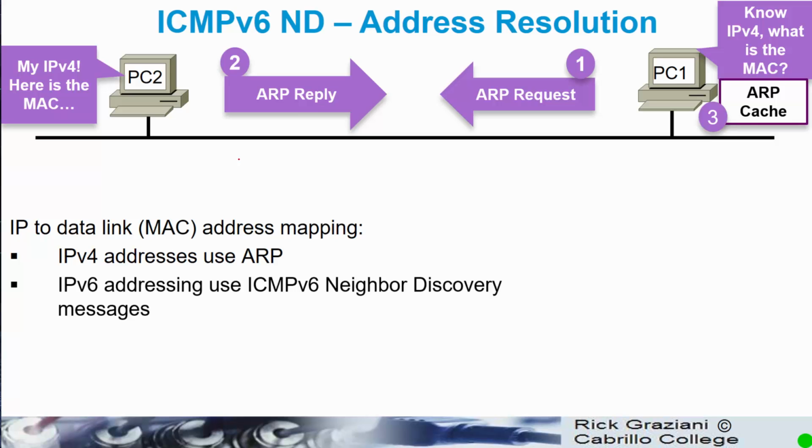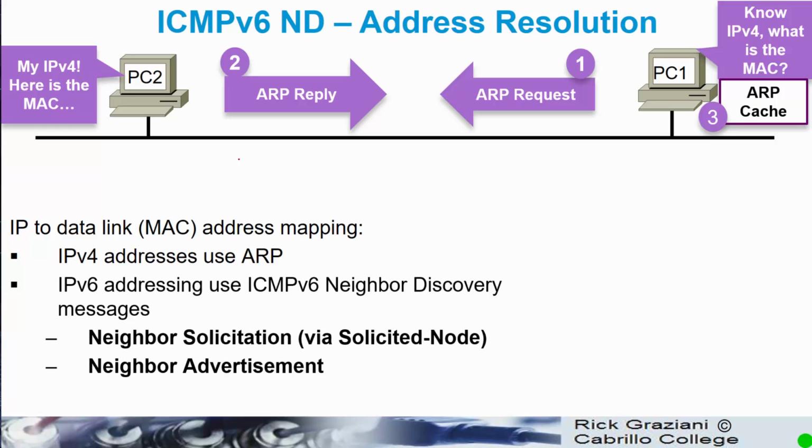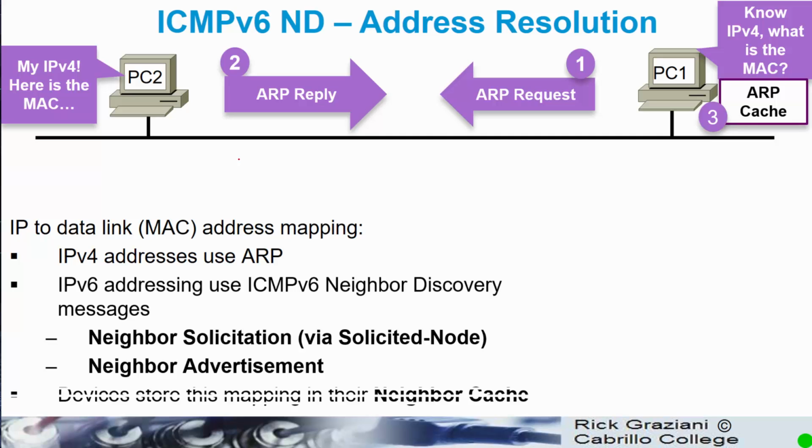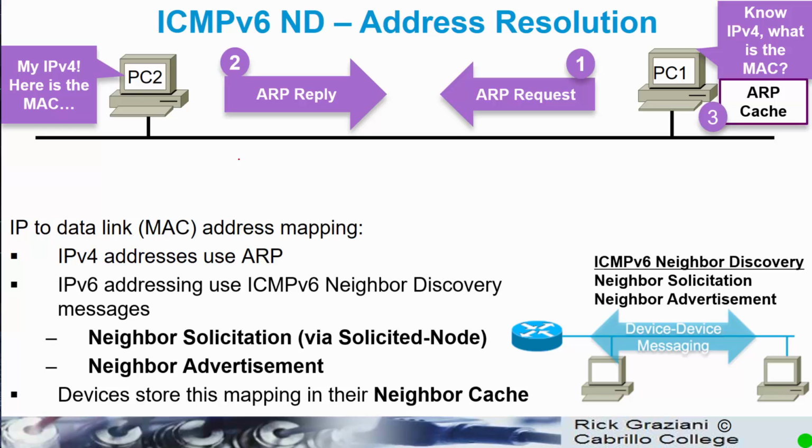With an IPv6 address, using the ICMPv6 neighbor discovery message, we're going to do a solicitation and an advertisement. That solicitation is going to be via its solicited node. So the device stores this mapping in its neighbor cache. So again, very similar to router discovery with solicitations and advertisements, but here we're doing it between two hosts.